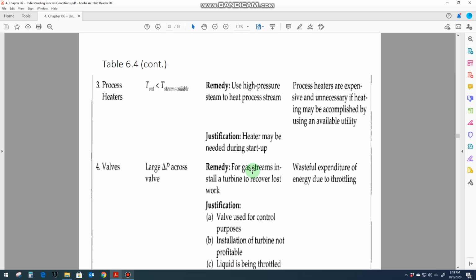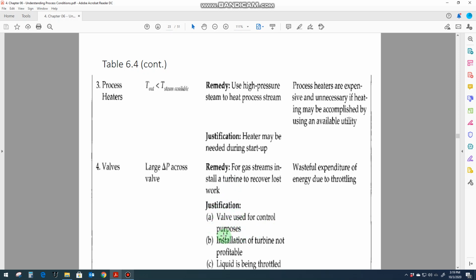additional electricity. But what would happen? Wasteful expenditure of energy due to throttling. So if we are having some kind of valve, we actually waste the energy due to the throttling. So if we do not use any kind of turbines, we are actually losing the energy from the process. Okay. Now, if you want to install a small turbine instead of the valve to recover the pressure and to generate electricity, what could be the reason here?